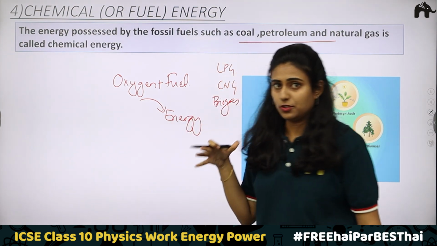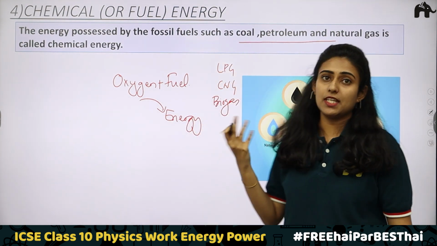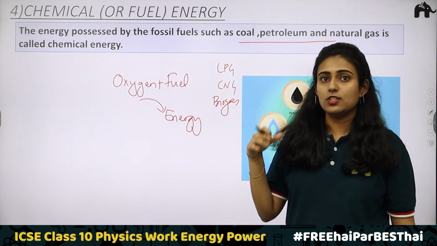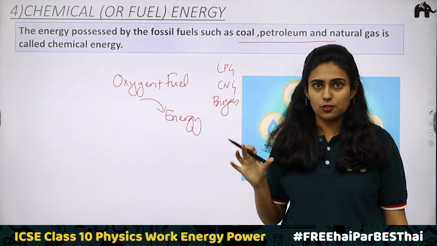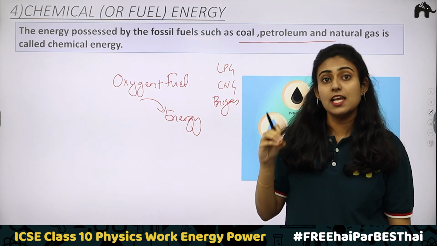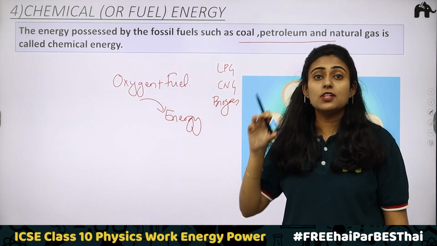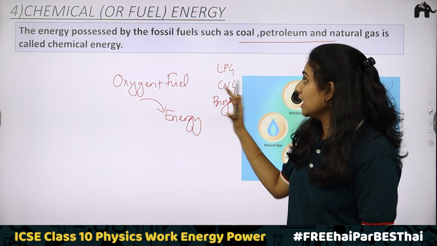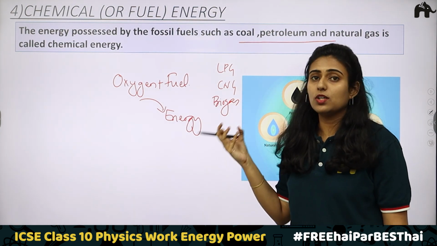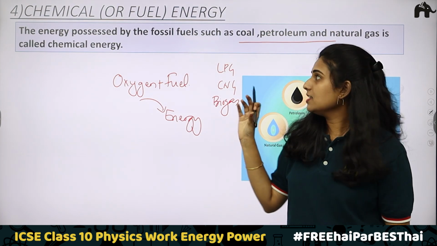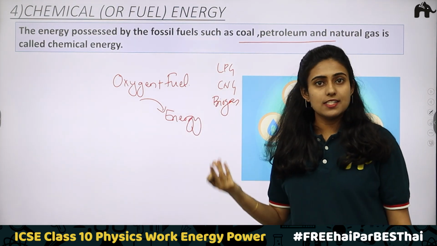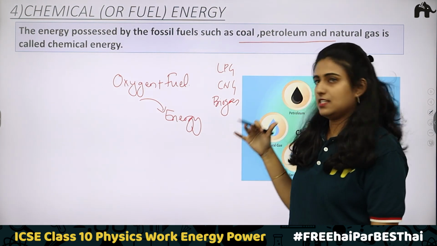The food we eat contains chemical energy, which gives us energy. Now in the case of plants, what is happening? During photosynthesis, using solar energy, plants are preparing their food. The food is stored in the form of glucose. Glucose is a chemical. In the case of a battery, energy is stored in the form of chemical energy. So this is what chemical energy is. These fuels can be in solid, liquid or gaseous states.